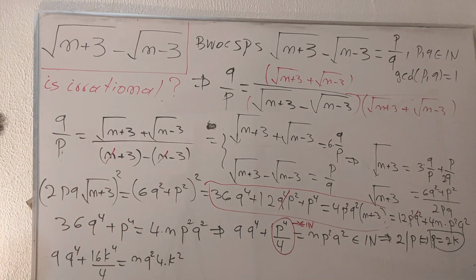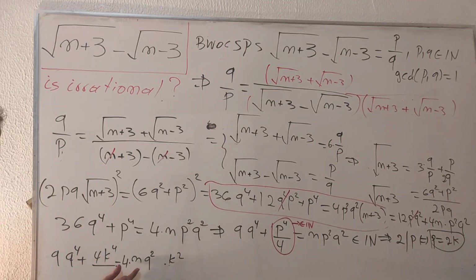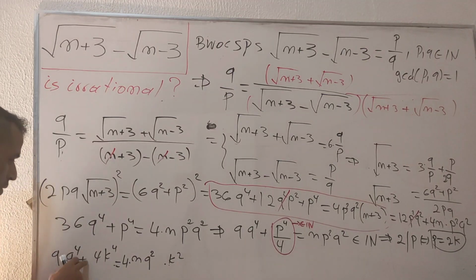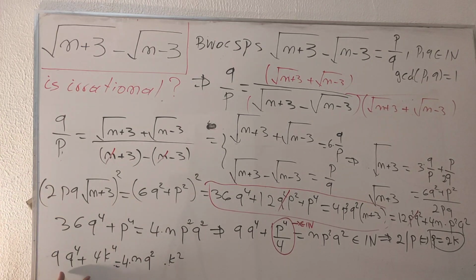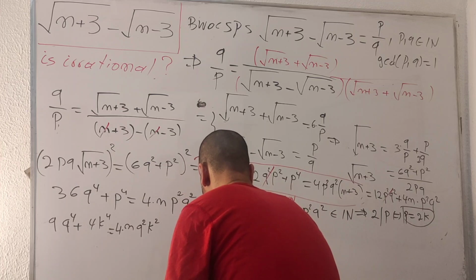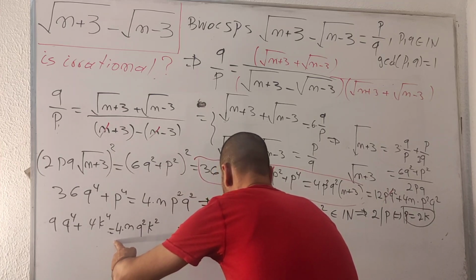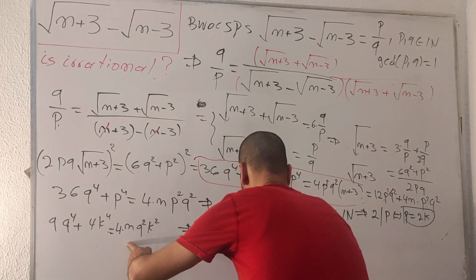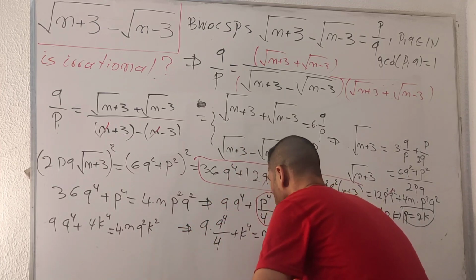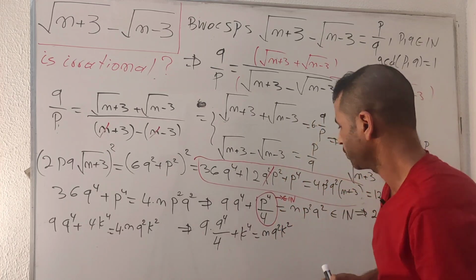Okay, now let's simplify this one more. So I get here number 4. We know the right hand side of this equation is a multiple of number 4. The left hand side of this equation must be a multiple of number 4 as well. So let's divide both sides of this equation by number 4. So I get the following. I get number 9 q to the fourth over number 4 plus q to the fourth, which equals n q square q square q square.